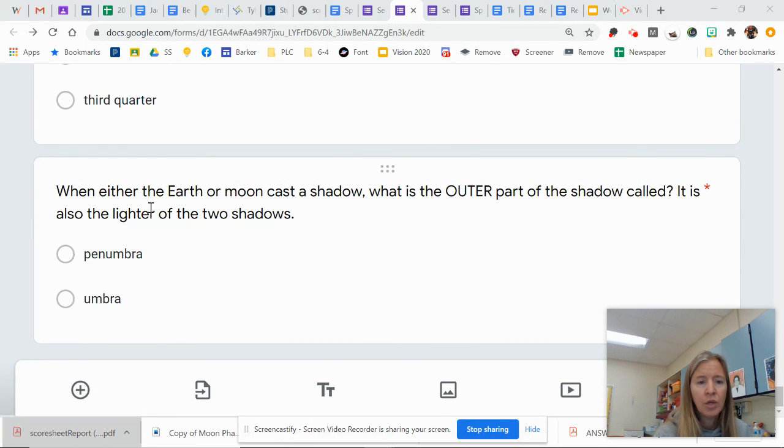Last question. When either the Earth or Moon cast a shadow, what is the outer part of the shadow called? It is also the lighter of the two shadows. So the lighter part of a shadow. This was one of your vocabulary words. Is it a penumbra or is it an umbra?